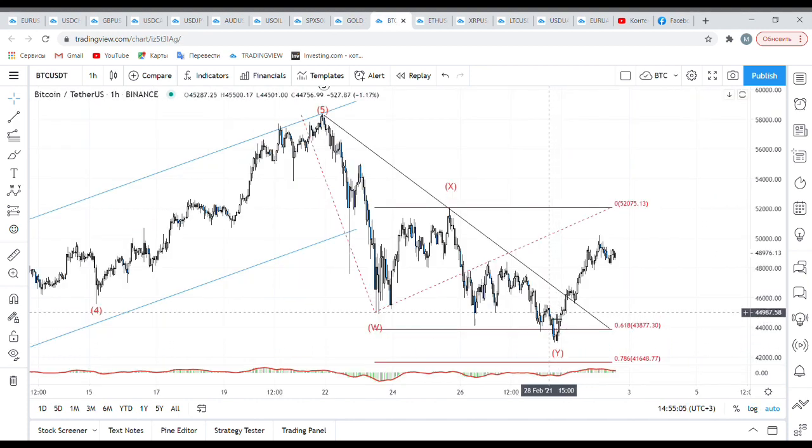Bitcoin. I assume that for Bitcoin we received wave 4 in the form of WXY, and yesterday we received a 5-wave impulse. To confirm growth we need to break through the 52,000 mark, and only in this case the path to the 60,000 will be open.